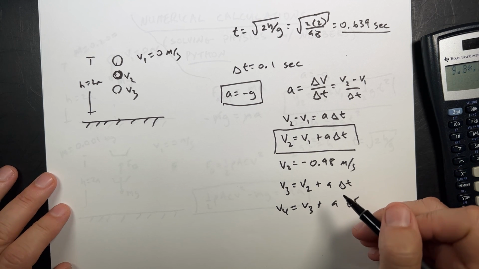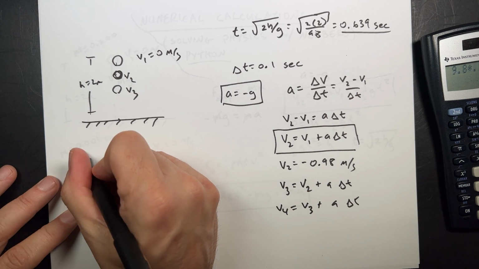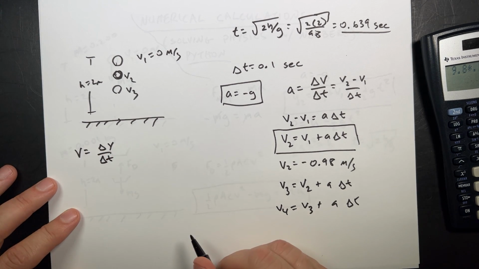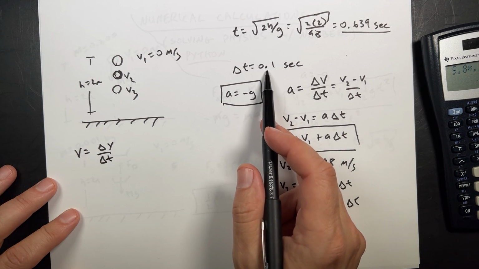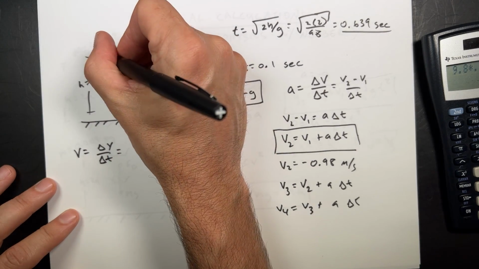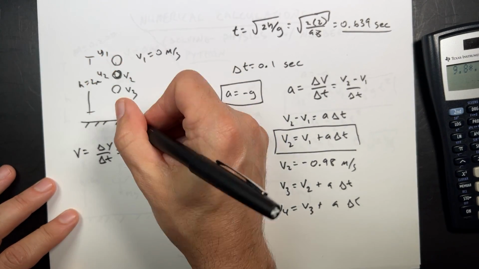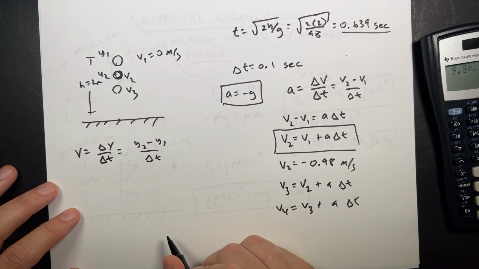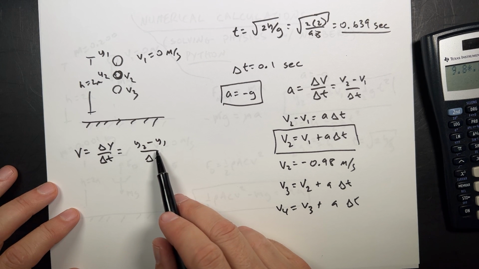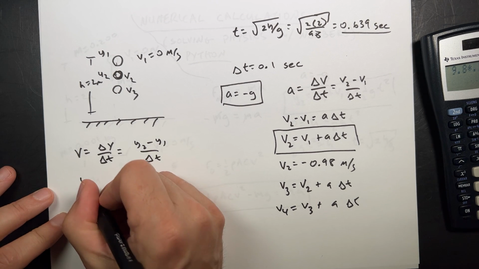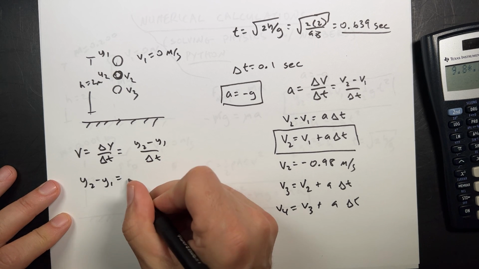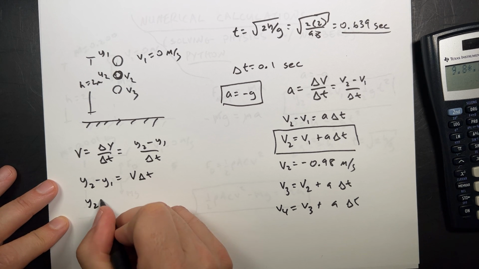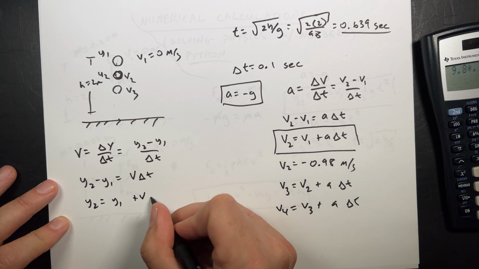What about the position? Well, let's do something here. What if I say the velocity is defined as the change in position y with respect to t? And I'm going to use delta t of 0.1 seconds. Well, this is y1, and let's call this y2. So y2 minus y1 over delta t. And if I solve this for y2, I multiply both sides by delta t. y2 minus y1 is v delta t. And then add that to both sides. y2 equals y1 plus v delta t.